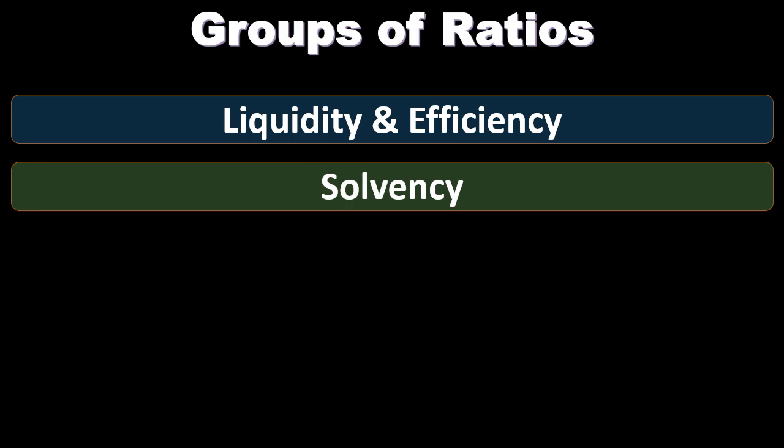Then we talk about solvency, and that's going to have to do with how likely is the company, or what condition are they in, in order to pay off their debts. Are they able to keep on going? Are they a going concern? Can they pay off their current liabilities or their current obligations?